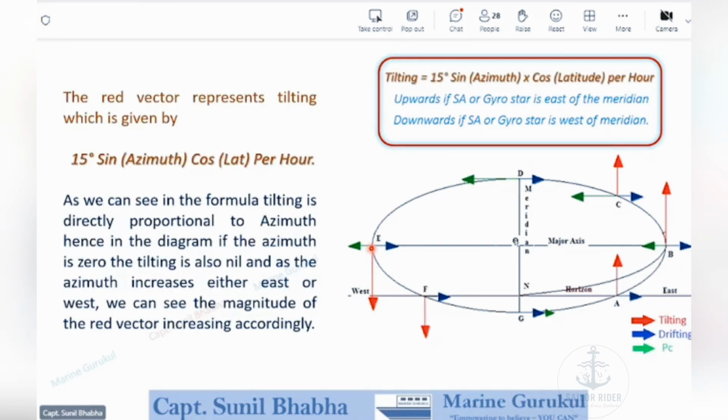From point Echo, the spin axis tries to go back toward the meridian. The azimuth is decreasing. Remember always, we are considering the quadrantal azimuth here. We are not considering the three-figure notation azimuth. When we discuss gyro, the azimuth is always referenced in the quadrantal notation. So echo to foxtrot, the azimuth reduces, and you can see that the magnitude of the tilting vector also reduces. Foxtrot to golf, the azimuth comes down, becoming 0 eventually at golf point. So similarly, the tilting also keeps on decreasing and eventually becomes 0 at point golf. So at every point on the ellipse, the magnitude of the tilting vector matches with the magnitude given to us by the formula.